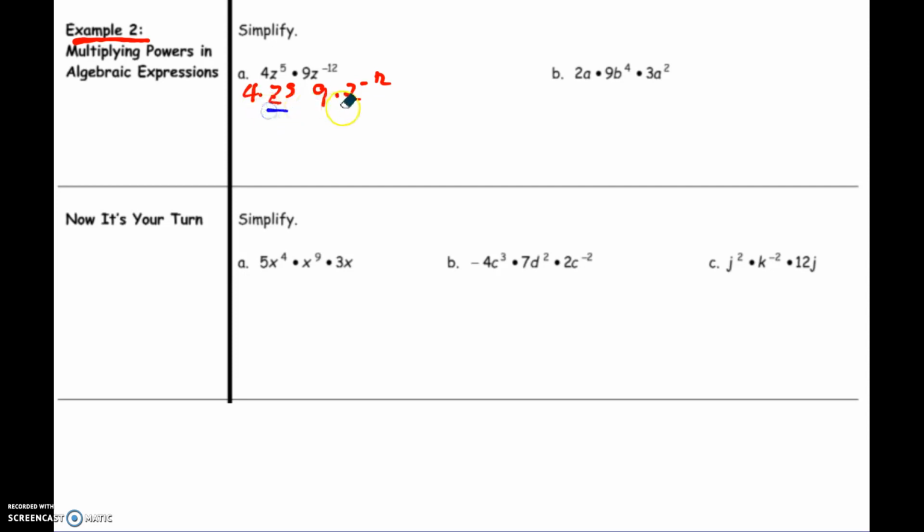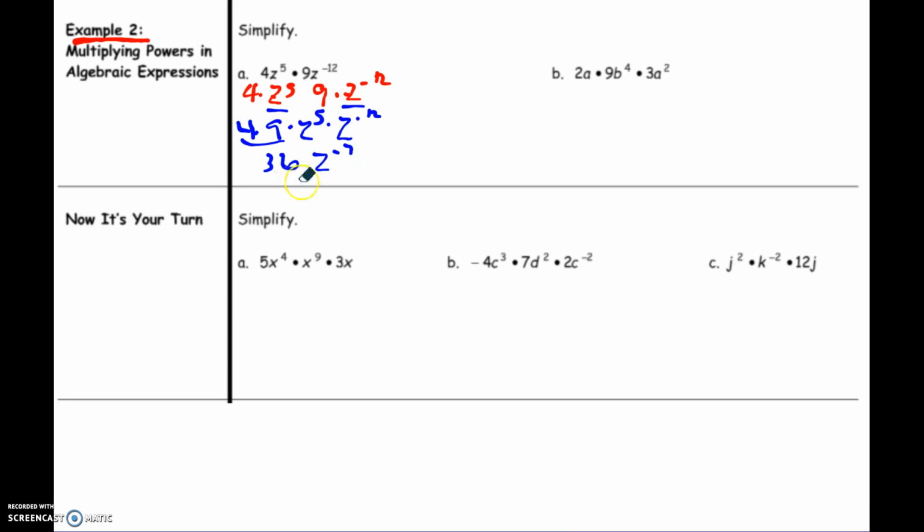Two of them are like bases. So one way to do this is to rewrite the whole problem in a different order by writing the number parts together, 4 times 9, and then write the z's together, z to the fifth times z to the negative 12th. And then you can just multiply. 4 times 9 is 36. Z to the fifth times z to the negative 12th, add the exponents, you get z to the negative 7th.